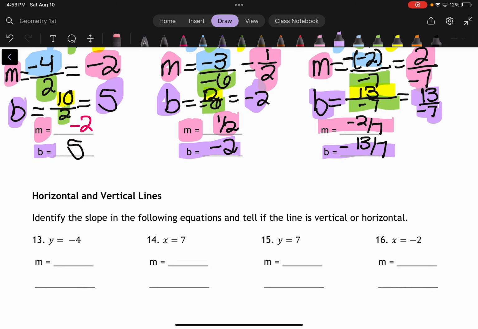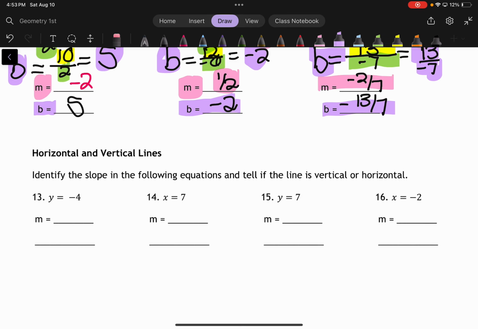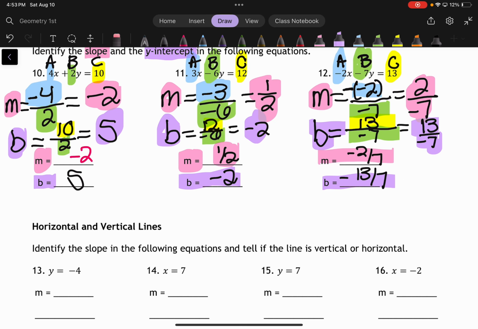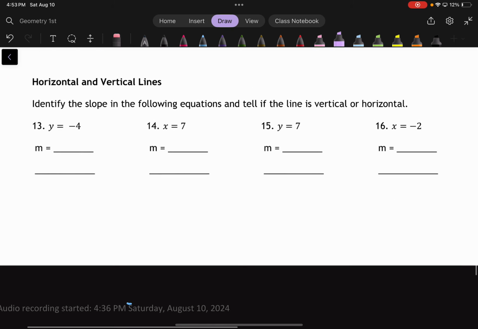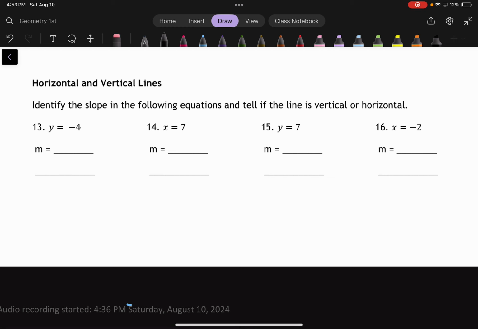All right, horizontal and vertical lines. So your horizontal and vertical lines, you either have a 0 slope or an undefined slope. So the way we're going to do these is we're just going to make a tiny little graph here at the bottom. I'm going to label my axis. This is my X, this is my Y. Let's do the same thing for all of them.